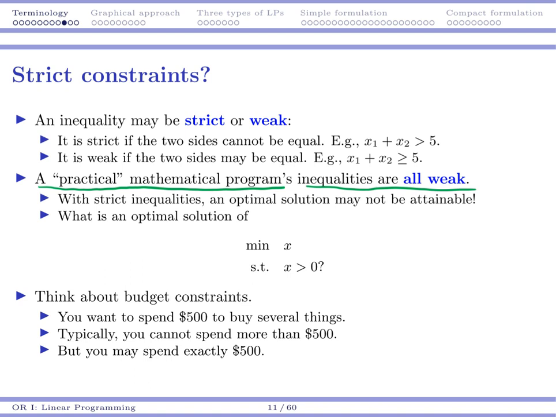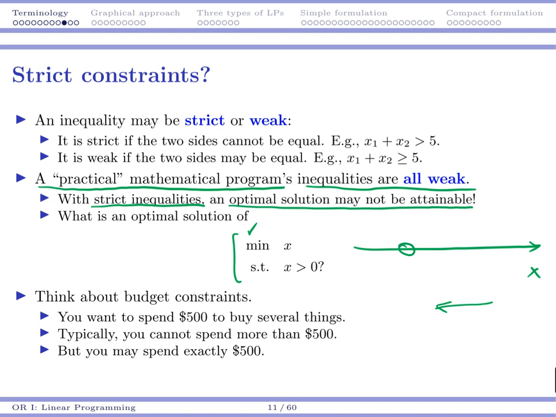Why is that? Because with strict inequality, sometimes an optimal solution does not exist, which is very weird. For example, take a real line. I want to push x to the left as small as possible, but there is a constraint saying that x must be greater than 0. In that case, you don't have an optimal solution. If you say 0.1 is optimal, I give you 0.01. If you say 0.01 is optimal, I give you 0.001. You also cannot say that 0 is optimal because 0 is not feasible.